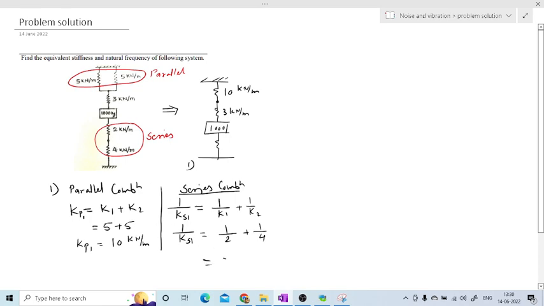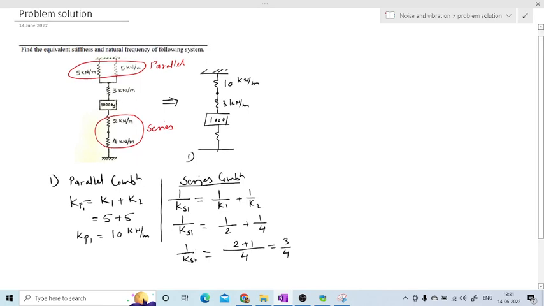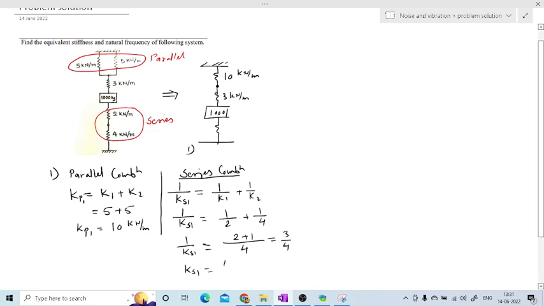So I'll make the denominator same, so multiply and divide by 2 on this side, so it will be 2 plus 1, that is 3 by 4, which will be the value of 1 divided by KS1. So take the inverse, so the inverse will be KS1 equal to 4 divided by 3. Okay, so the value of KS1 will be 4 divided by 3 kilonewton per meter. So I'll replace this series combination with this one, and its value is 4 by 3 kilonewton per meter. Okay, so finally our system is reduced to three spring system. Initially there were 5 springs, and we have solved one series one parallel combination to reduce into a single spring. So ultimately it is reduced to the three springs.